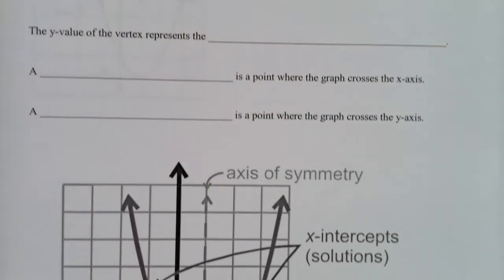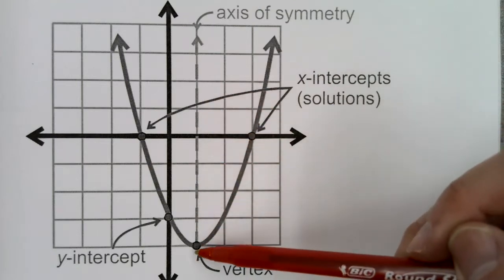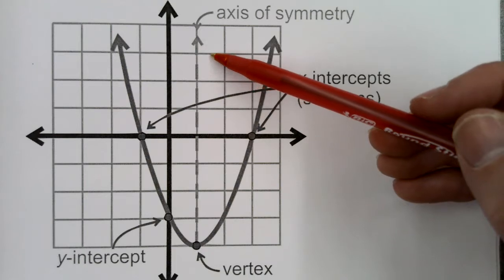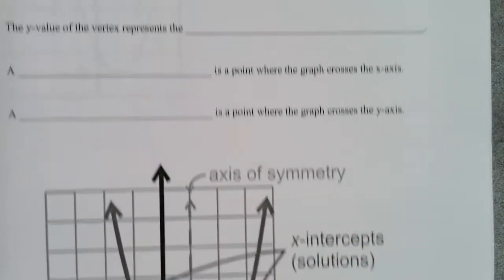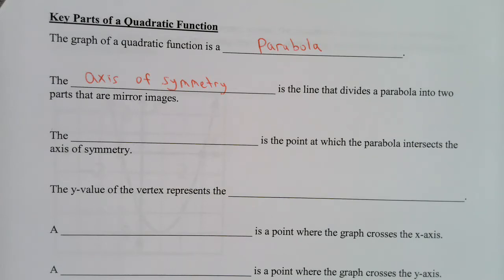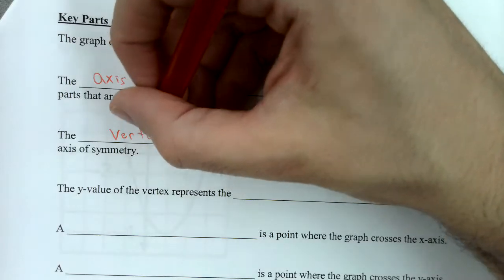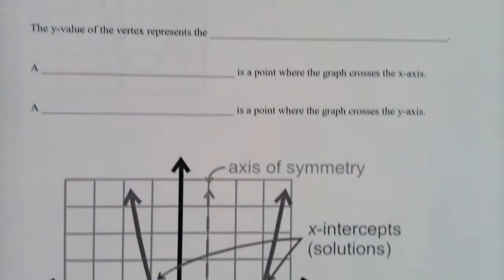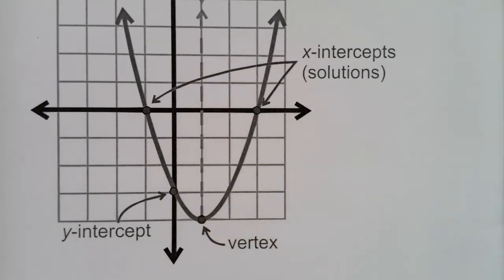So if you look at the diagram below, okay, this line right here cuts the parabola in half into two halves of the mirror images of each other. So that is called the axis of symmetry. The vertex. Next one is vertex. The vertex is the point at which the parabola intersects the axis of symmetry. That right there, that's called the vertex. Right there.